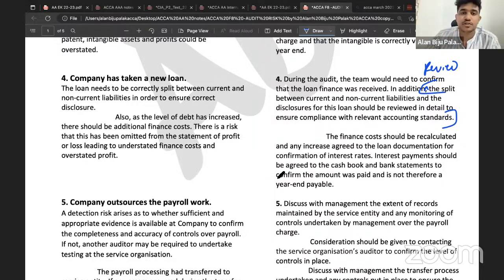This same point can also be used for the equity also. They might have mentioned that the company have issued equity at premium.